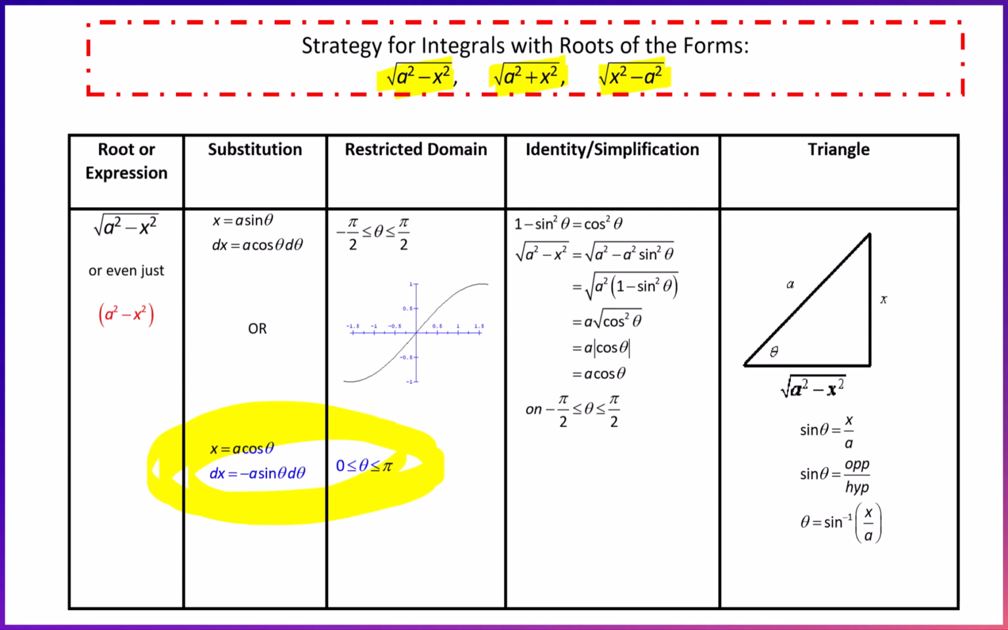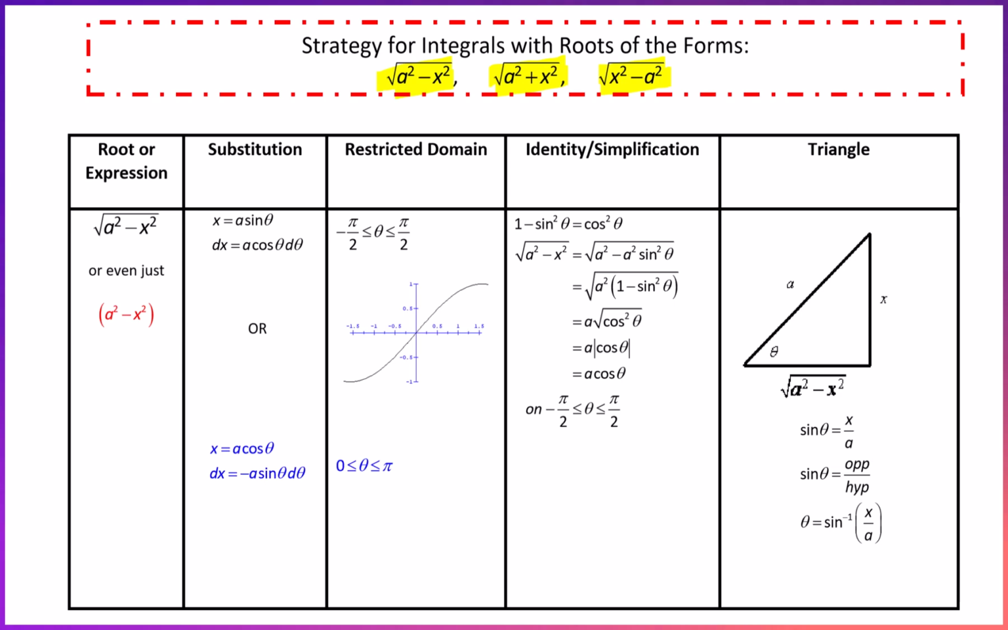The restriction would be a little different because for cosine to have an inverse function, the standard restriction is to restrict theta from 0 to pi. And then, of course, when we draw the triangle, it would look a little different, but we could absolutely use that substitution for roots of the form a squared minus x squared. Those will simplify down using an a cosine as well.